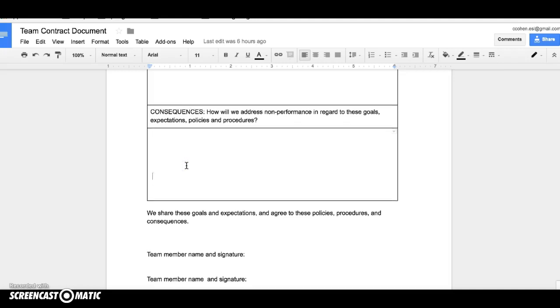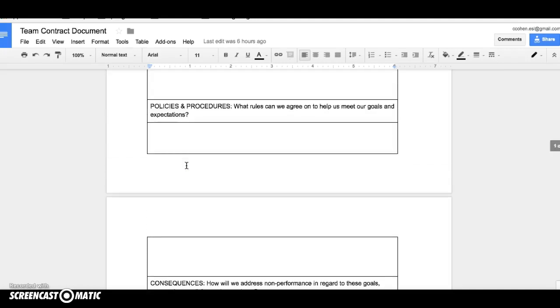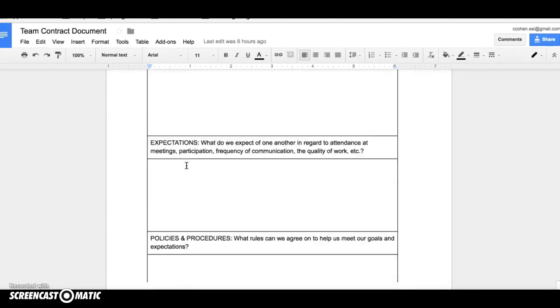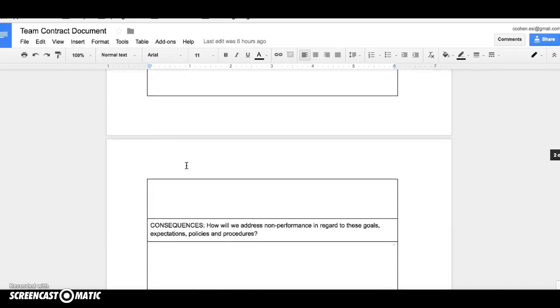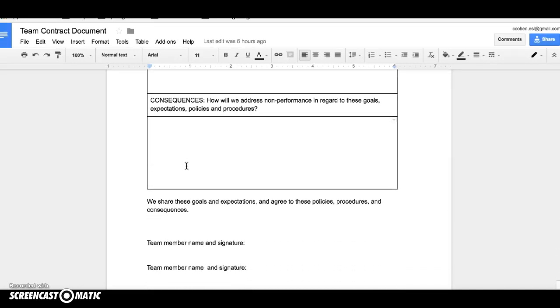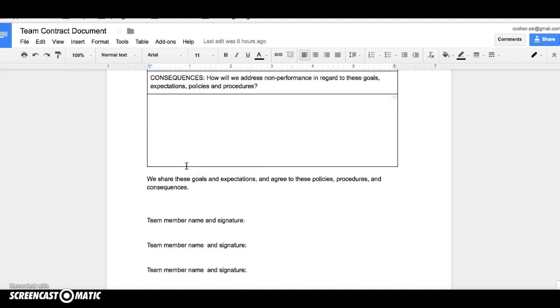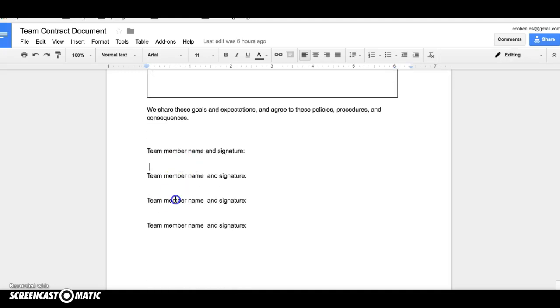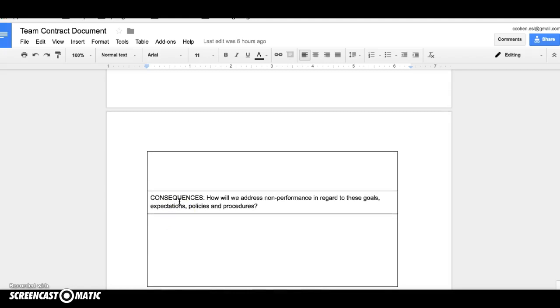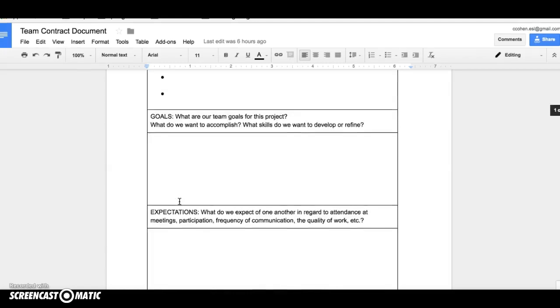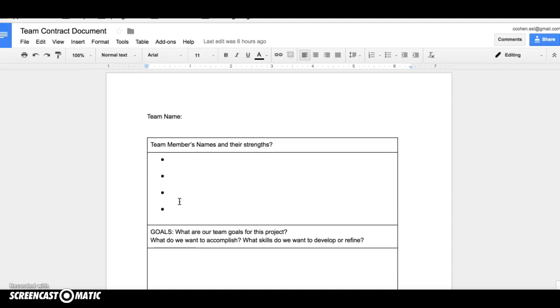So I want you all to agree on these things together. Make sure everyone's on board, and then we're going to print these out next week and you're going to sign it. Okay? The purpose of this is to help you guys come up with ways to hold each other accountable for this work. We don't want only one person doing this whole project. That's just not fair. Okay?